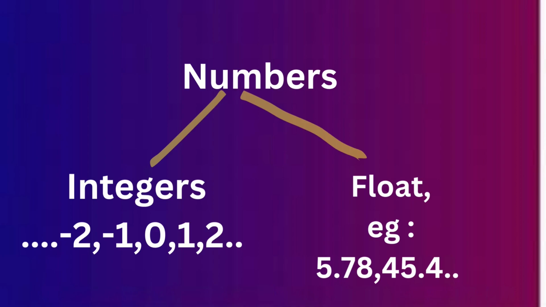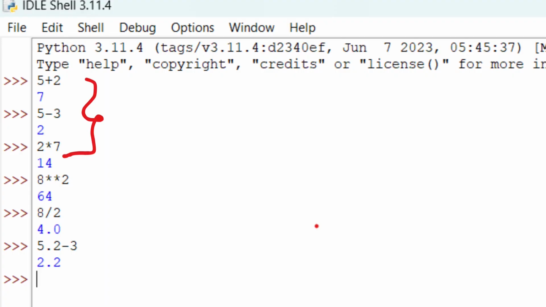What you have to note here is we have the exponent operator. So it is nothing but 8 exponent operator 2. It means 8 power 2. Okay, so 8 into 8, that is the thing here, the exponent operator.